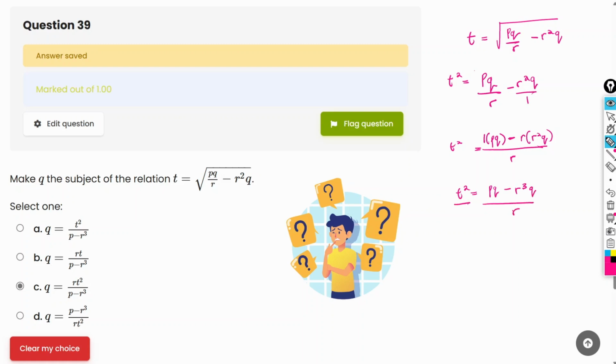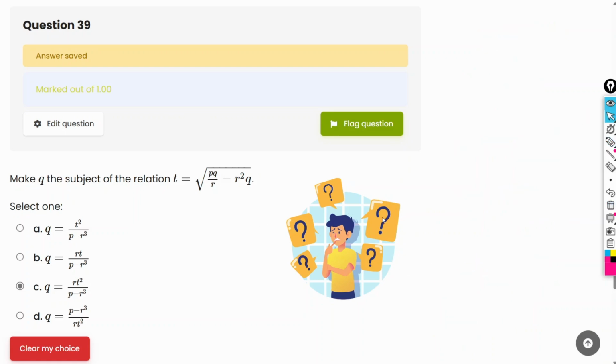At this point we can cross multiply. We'll have rt squared is equal to pq minus r cubed q, and now we can factor out q. Factoring out q, we have q bracket p minus r cubed is equal to rt squared. To get q alone, I can just divide both sides by p minus r cubed. This cancels out, and we'll be left with q as rt squared over p minus r cubed. So that's option C for number 39.